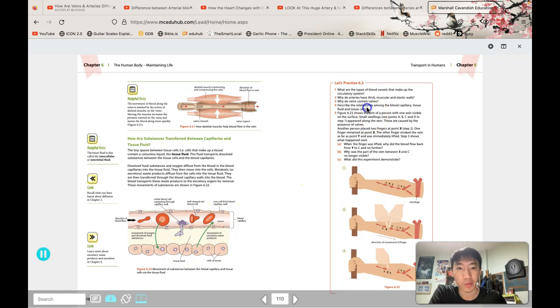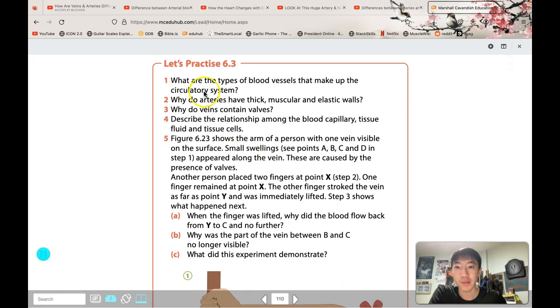Okay, so let's do some practice questions. What are the types of blood vessels that make up the circulatory system? We will have 5 of them: the arteries, arterioles, capillaries, venules, and veins. Why do arteries have thick muscular and elastic walls? This is so that they can withstand the very high pressure that comes from the pumping of the heart. Why do veins contain valves? This is to prevent backflow of blood.